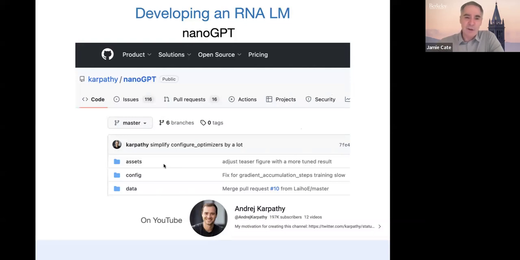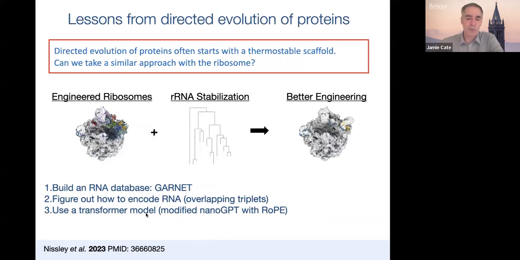Basically what I could do is take his nanoGPT code and tokenize RNA using the triplet encoding and get a very functional RNA language model out. With this triplet encoding, I took the nanoGPT code and figured out through trial and error, again because I'm new to coding, how to incorporate things like this rotary positional embedding. And this gave us a very functional RNA language model.